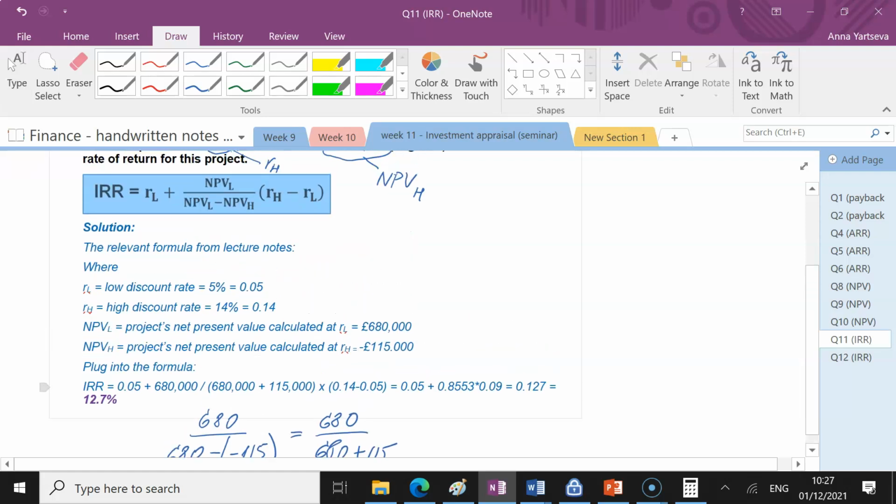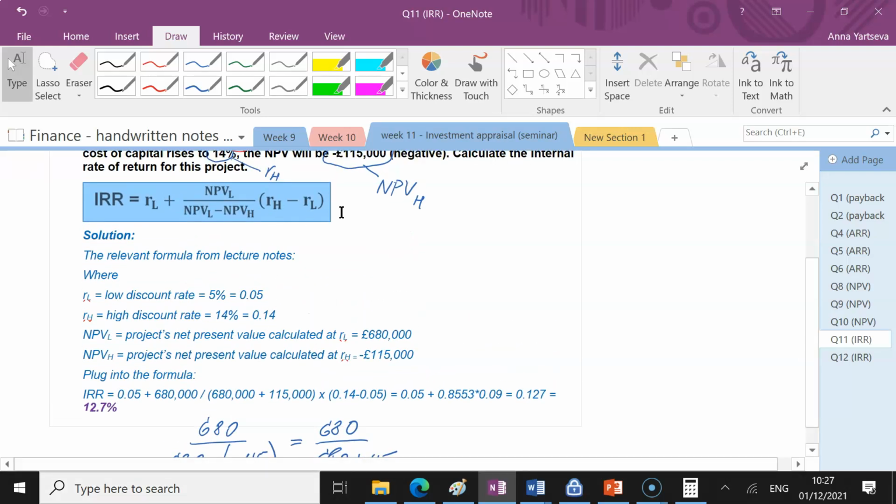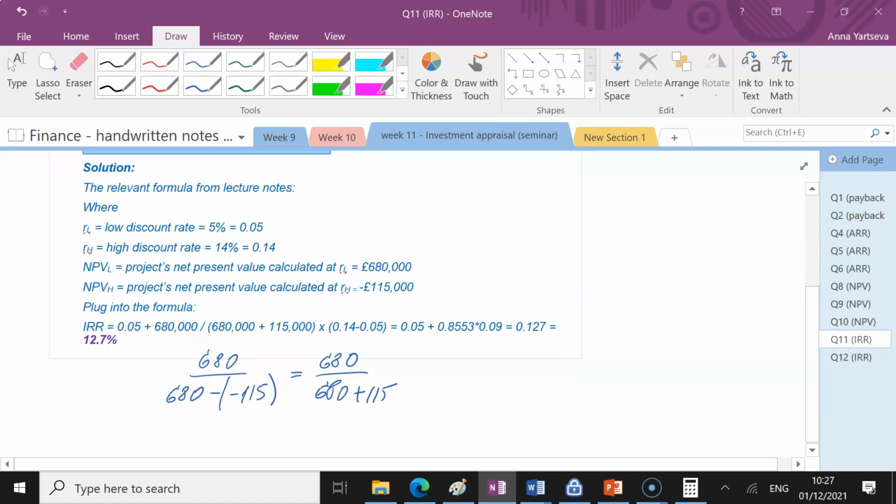And then we multiply by the difference between these two discount rates, 14 minus 5%. That's all. If you do these calculations, you will get this number, 12.7%. Those of you who have managed to understand what to do with the formula got the correct result, right? And here you are just given the numbers straight away. Your role is just to plug them in. That's all. This is how it works.